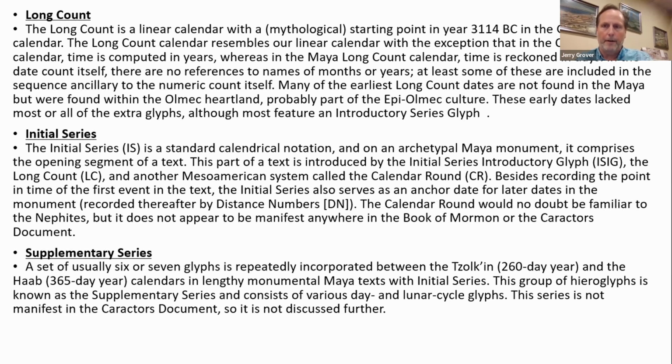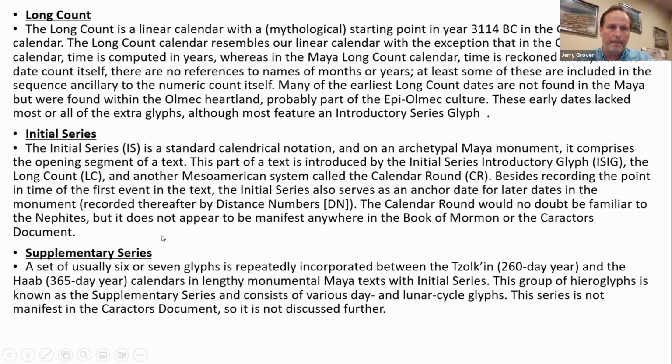In the Characters document, you actually have different calendars, just like the Book of Mormon has different calendars. So the Book of Mormon has the Reign of the Kings calendar, the Reign of Judges calendar, and what I call the Coming of Christ calendar, which they initiated 9 years retroactively after Christ was born. There's a supplementary series that the Characters document does not have in the Maya, so we're not really going to talk about it.